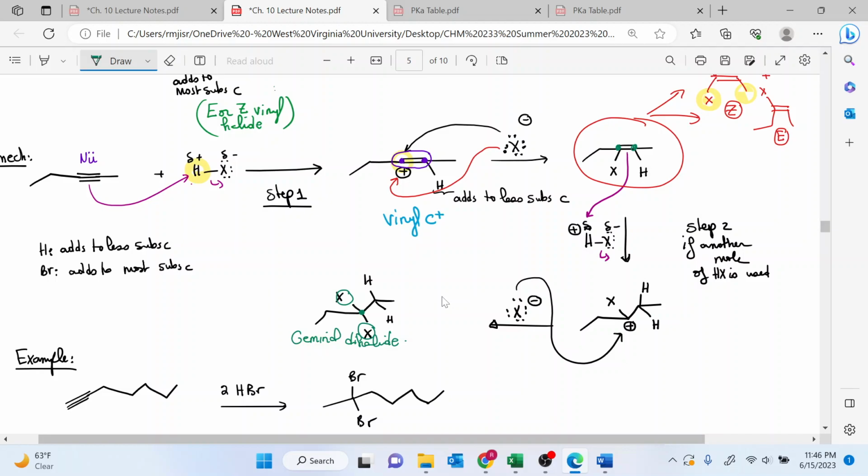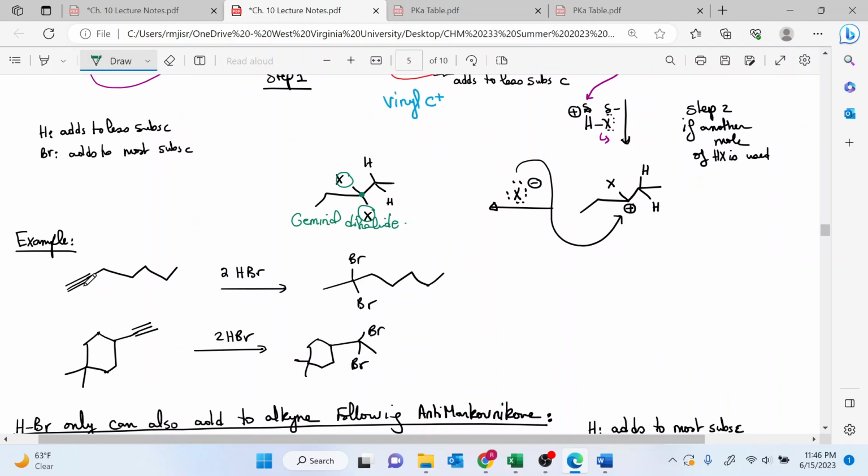Okay. Let's have an example over here. If you have your triple bond with the two HBr, the hydrogens are going to add to the less substituted carbon. So this is where your triple bond is. Let's highlight that. And what I am doing here is adding my hydrogens to the less substituted carbon, and I am adding my halogens to the most substituted carbon. This carbon is the less substituted carbon. This carbon is the most substituted carbon.